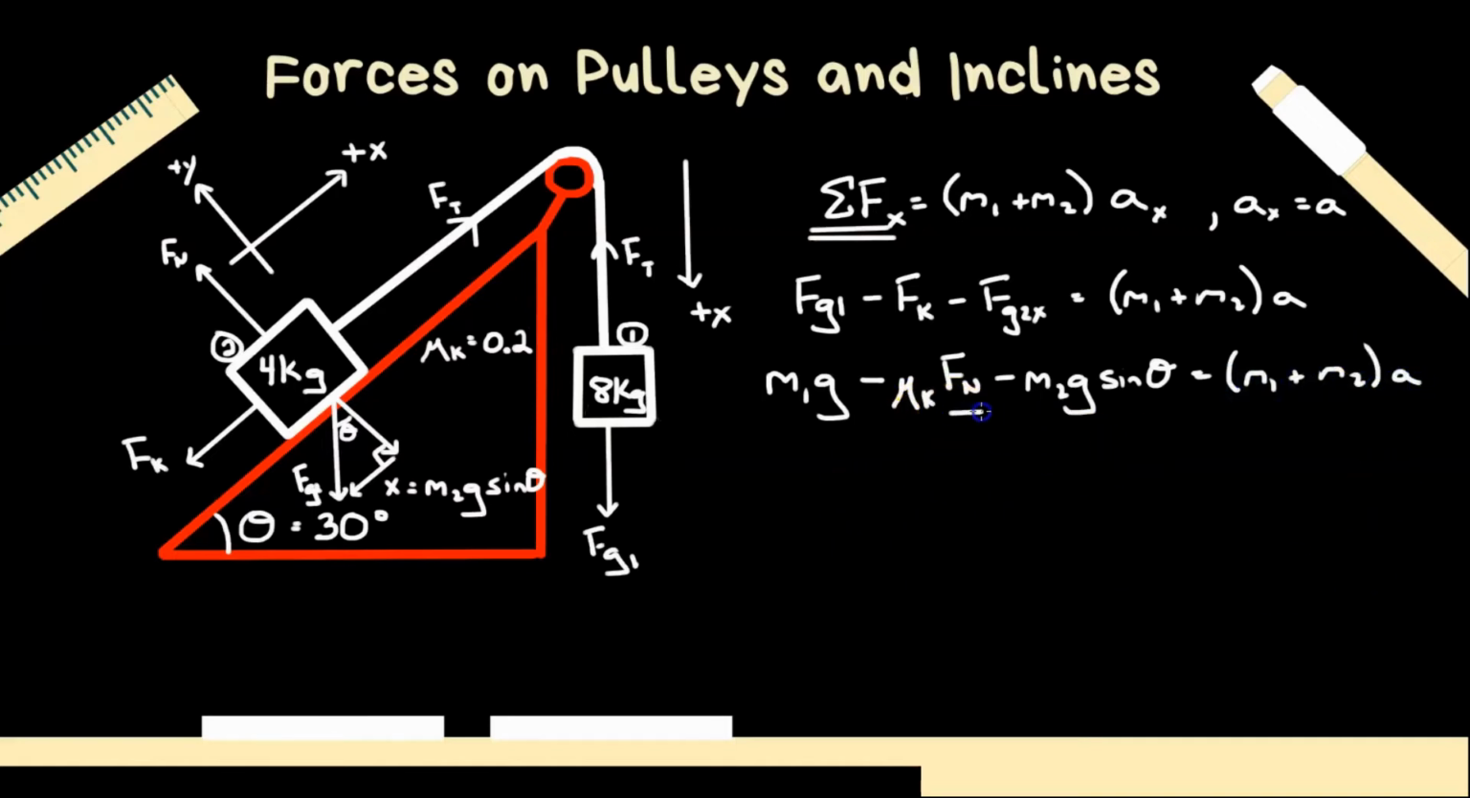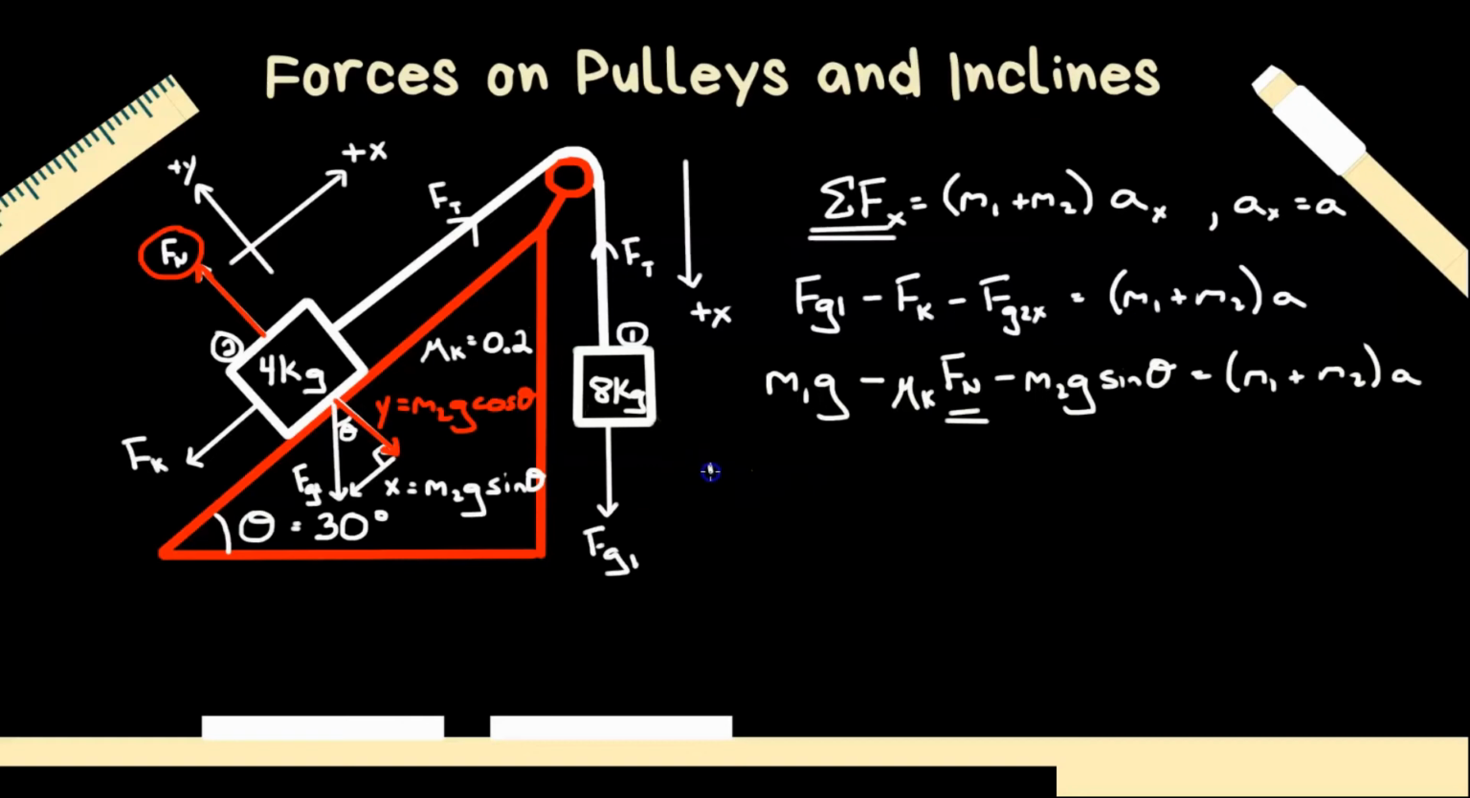Alright, so let's go back and look at this normal force here. What's that normal force going to be? Now, if you look at it carefully, you'll see that the normal force and this y component of gravity are the only vectors in our y component. And because our block does not accelerate in y, then these vectors must be equal and opposite to each other. So the normal force will then be equal to m2g cos theta.